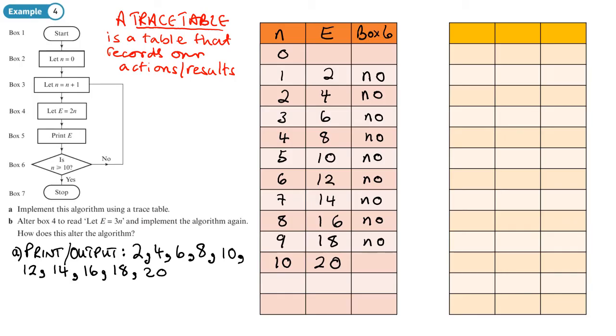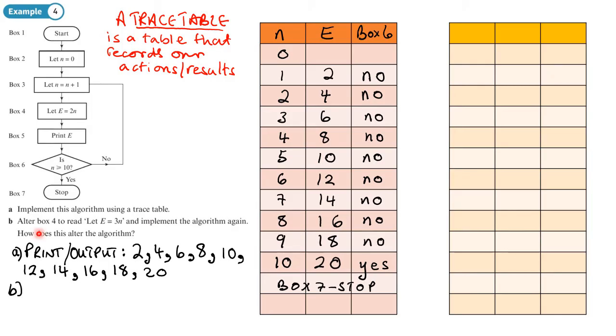So we still print a 20, and then it says, is n greater than or equal to 10? Well, it is equal to 10, so the answer is yes. So then we go to box 7, and we stop the process. The algorithm, the program is over. Okay, so that was our output for part A.